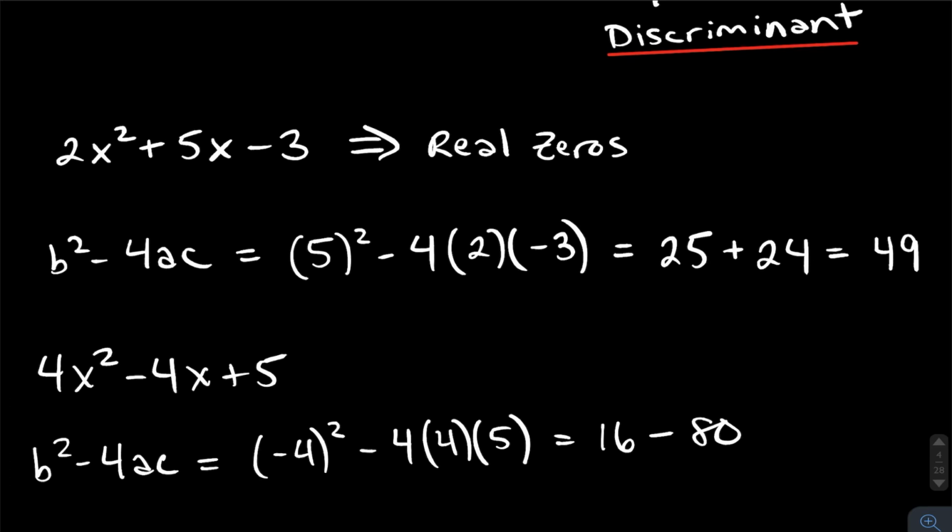So here you can see that this is definitely less than 0. We have a minus 80 here, and we only have a positive 16. And so what ends up happening is you're going to get imaginary zeros.